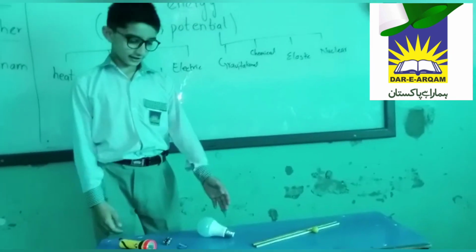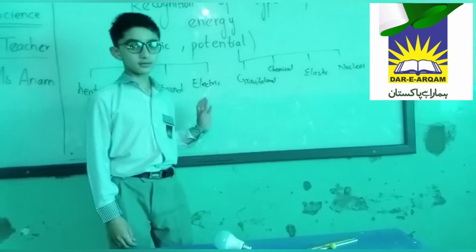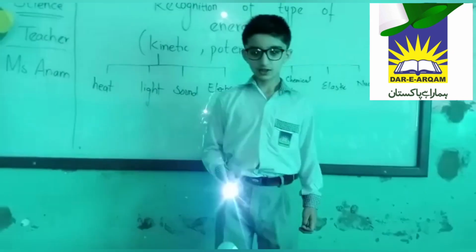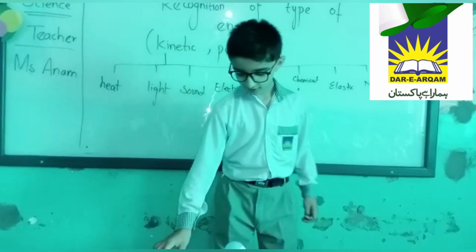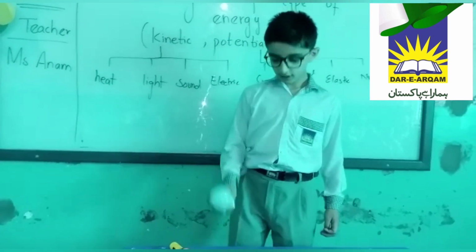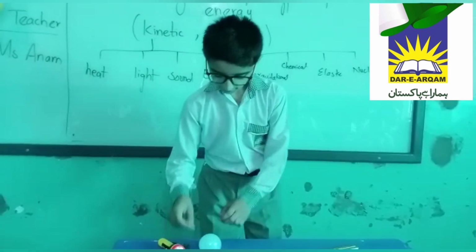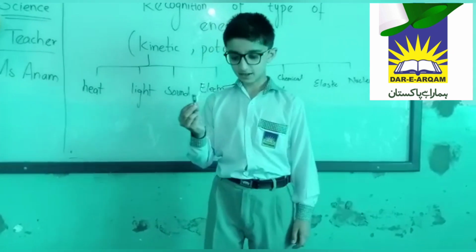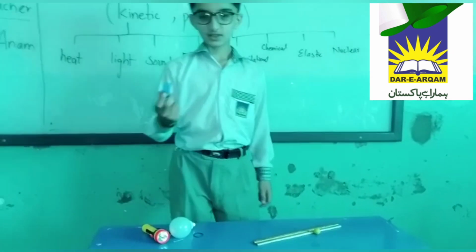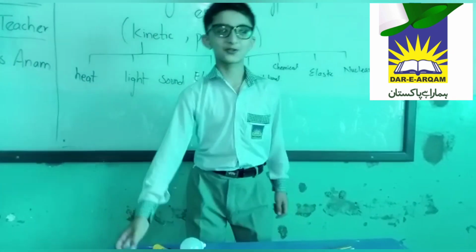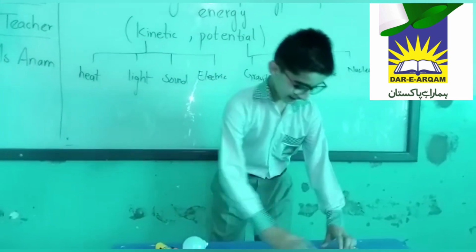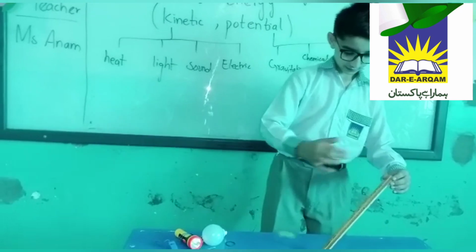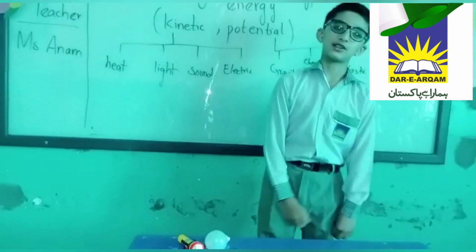We have these items to perform the practical. First of all, torch for light energy, bulb for electric energy, rubber for elastic energy, cell for chemical energy, and whistle for sound energy, and we have a scale and ball. This is gravitational energy.